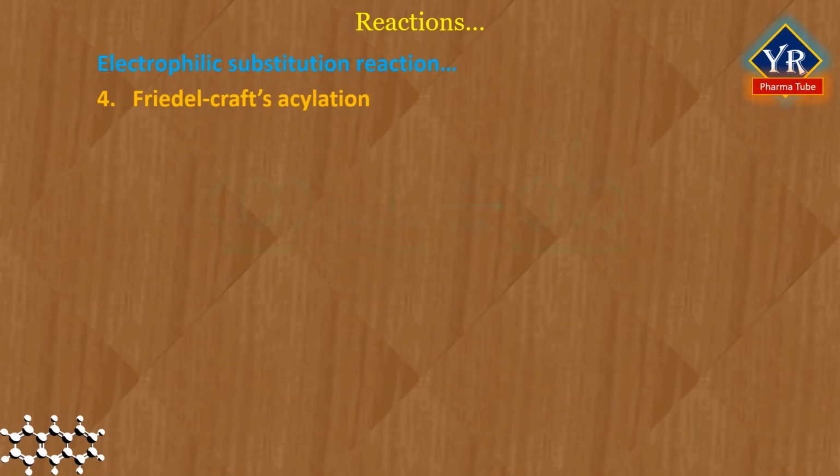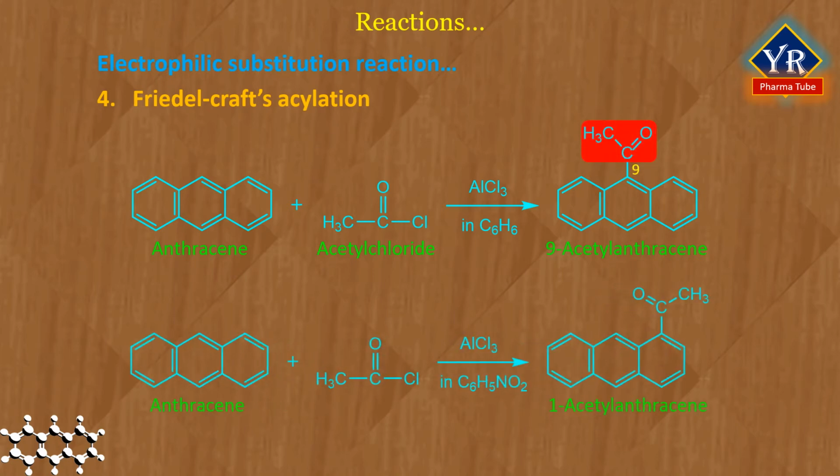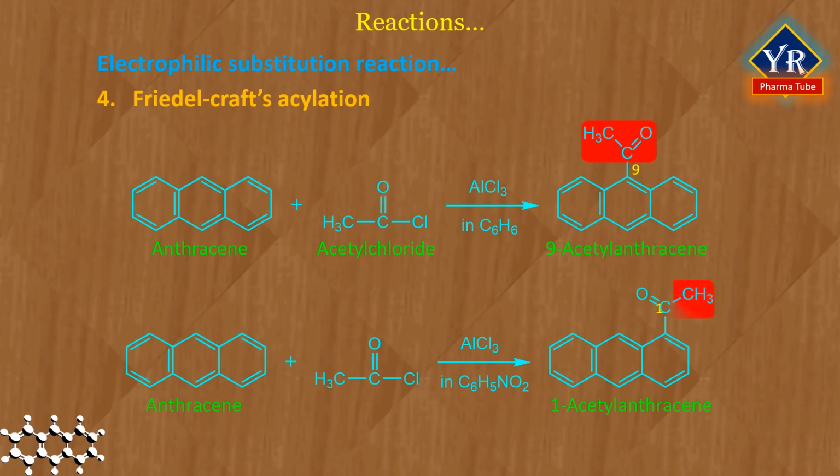Friedel-Crafts acylation. Friedel-Crafts acylation can be catalyzed by some inorganic Lewis acidic catalysts, of which aluminum chloride has the highest catalytic activity. The acylation of anthracene with acetyl chloride is carried out with equivalent aluminum chloride as a catalyst, and benzene or dichloromethane, which is a non-polar solvent, is used to produce 9-acetylanthracene. In another reaction, nitrobenzene, which is a polar solvent, is used to obtain 1-acetylanthracene.